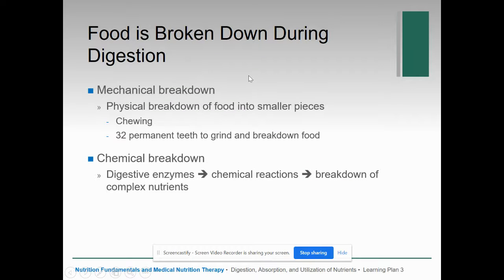So we talked about the mechanical breakdown and chemical breakdown of food. Mastication is another word for chewing. We have 32 permanent teeth to grind and break down food, but we also have some mechanical breakdown happening in the process of peristalsis. And what peristalsis is are these wave-like muscular movements throughout the esophagus and throughout the small and large intestine that basically just helps propel food from one end of the GI tract to the other end of the GI tract. As far as chemical breakdown goes, we have digestive enzymes that help starch transfer into a simple sugar.